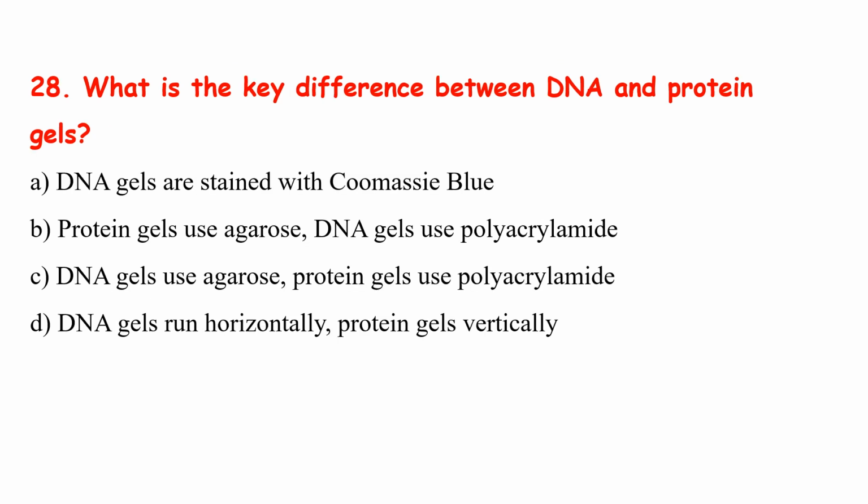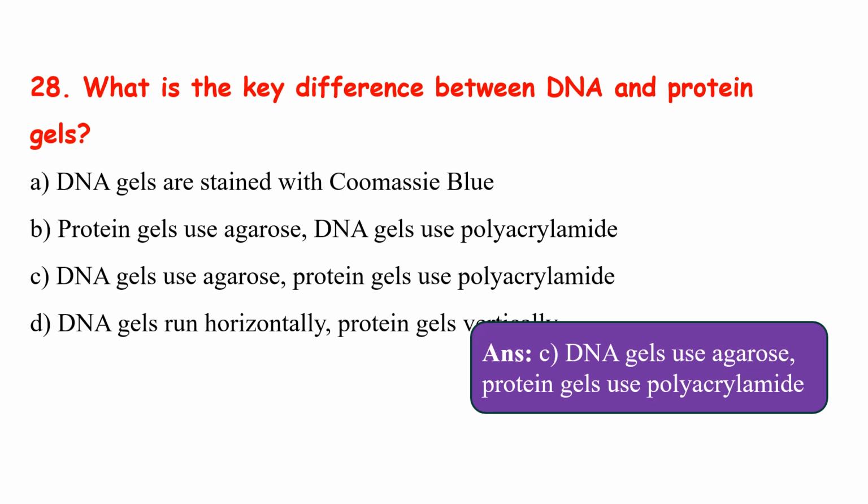What is the key difference between DNA and protein gels? DNA gels are stained with Coomassie blue. Protein gels use agarose, DNA gels use polyacrylamide. DNA gels use agarose, protein gels use polyacrylamide. DNA gels run horizontally, protein gels vertically. The correct answer, DNA gels use agarose. Protein gel use polyacrylamide.